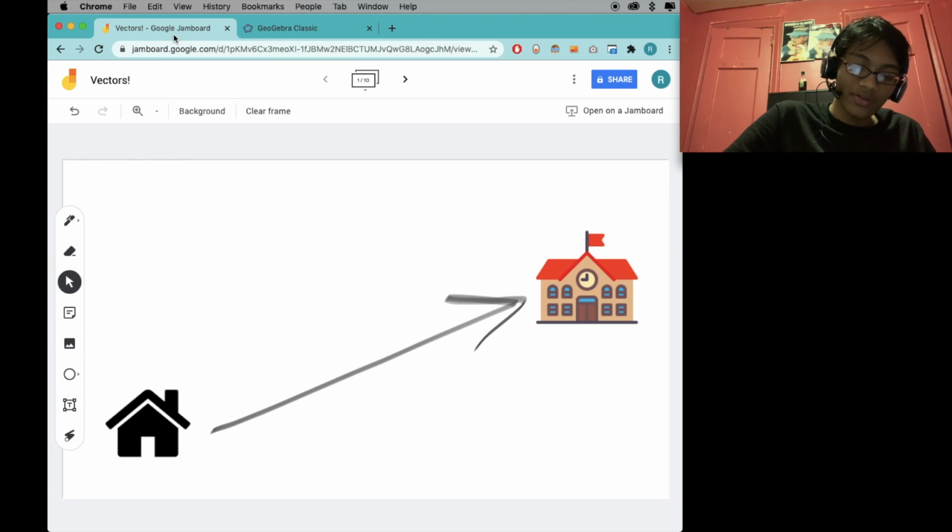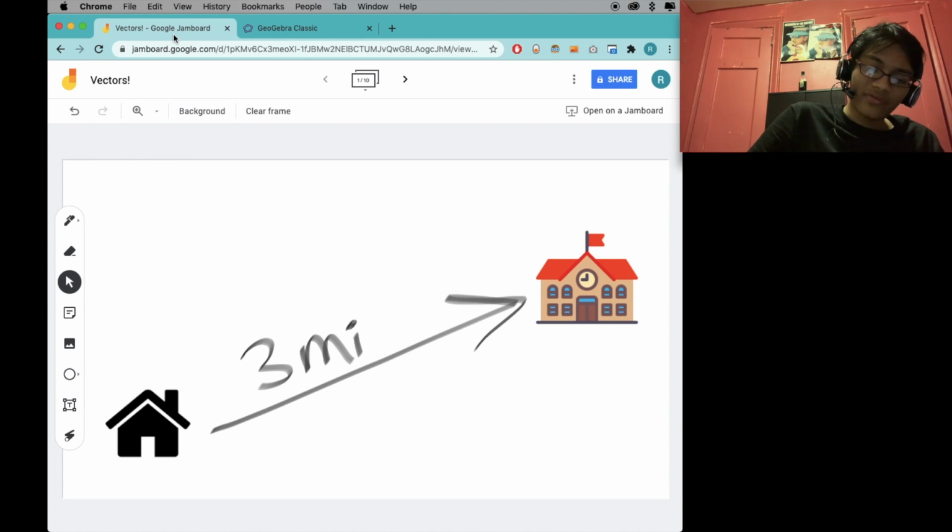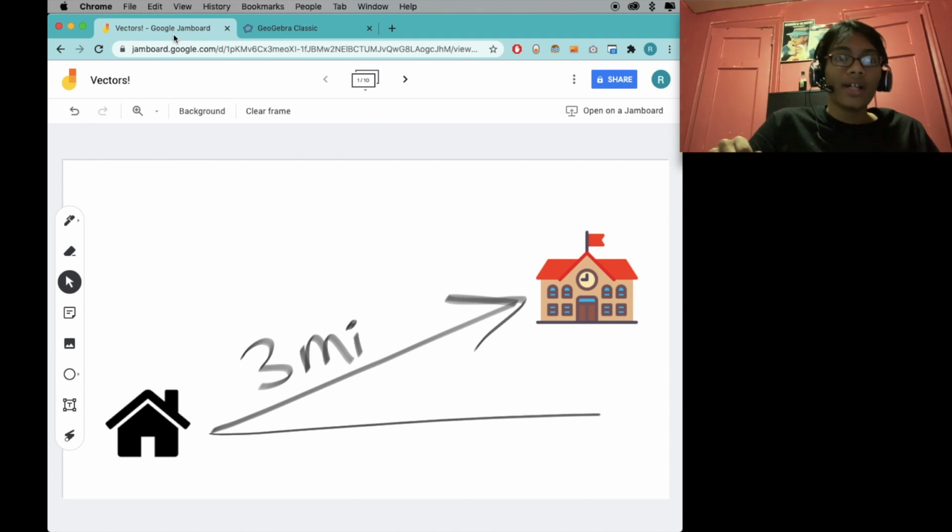Why is that a vector, you ask me? Well, that's a vector because it has a length. It has a length of 3 miles. You're telling me go in that direction for 3 miles. But you're also telling me one more piece of information, which is the direction. You're not just telling me go 3 miles. I'm like, 3 miles which direction? 3 miles northwest, 3 miles northeast, 3 miles south, 3 miles west or east?